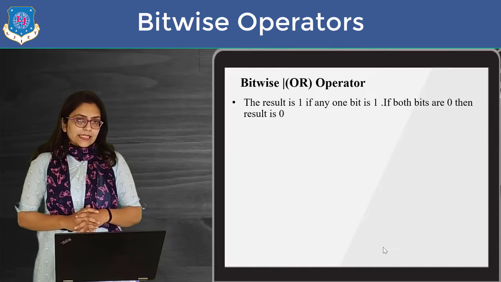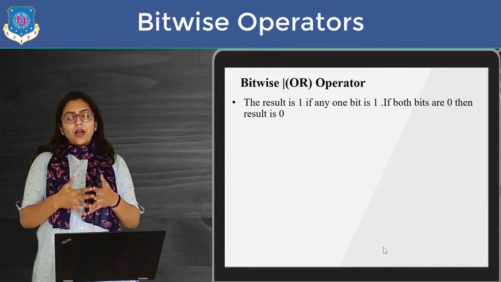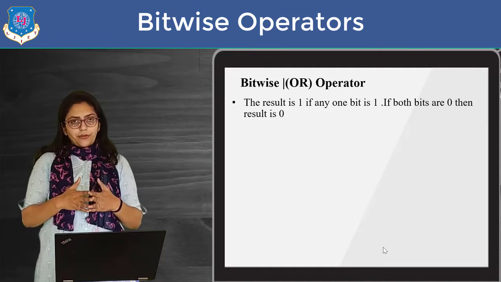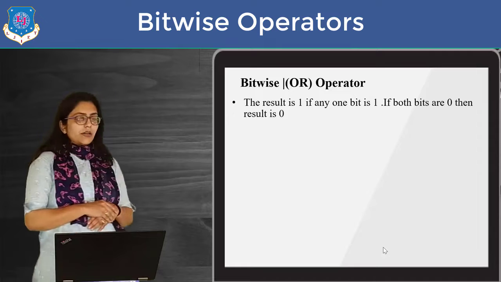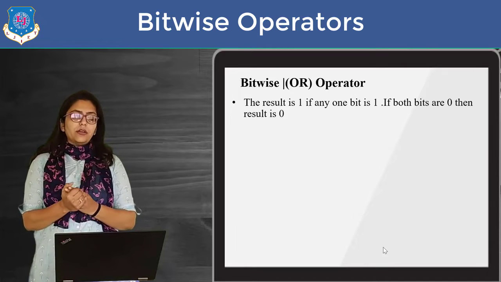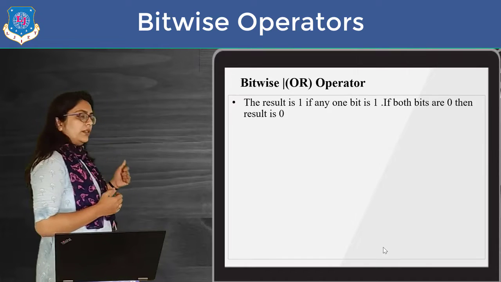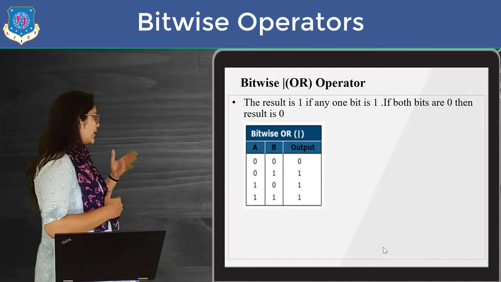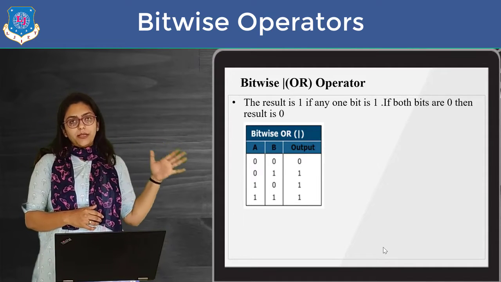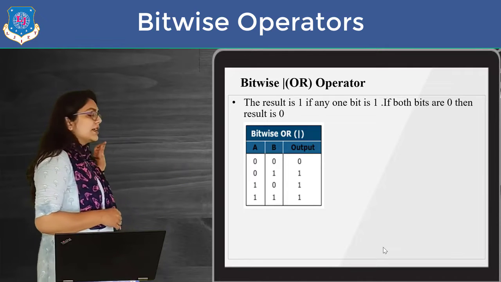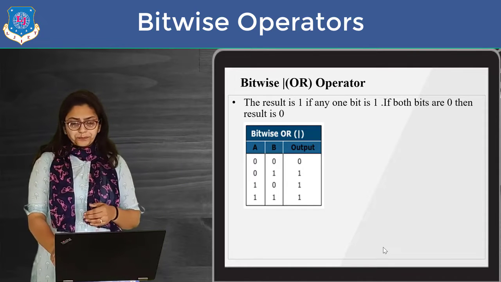You can perform this example by yourself and check how exactly these bitwise operators work. Now after that, the second operator is the OR operator. The OR operator is similar to the logical OR operator, but what is the difference over here? This OR operator will work only with bits, right? So we have used a single vertical line over here.